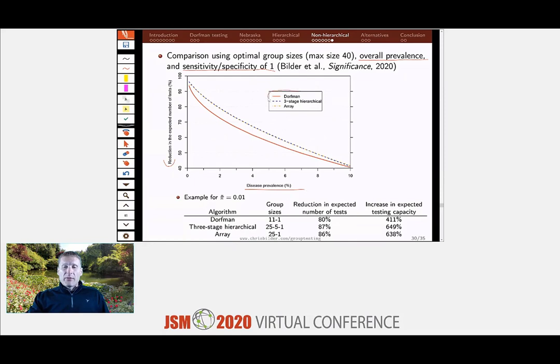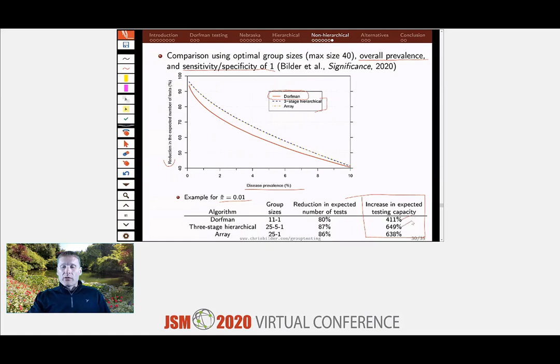Dorfman testing is represented by the red line. We can see that as prevalence gets smaller, the reduction is greater. But we also see that by implementing these other group testing algorithms, we can do better. In particular, if we look at positivity of 0.01, focusing again on the right-hand side of this table, what we see is that with Dorfman testing, we can increase our expected testing capacity by 400%.